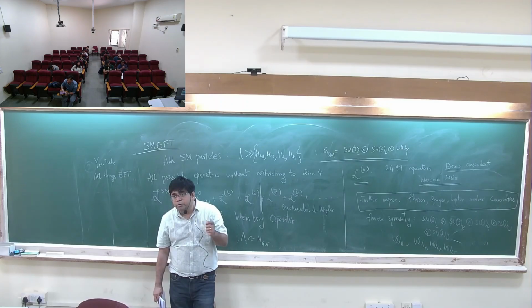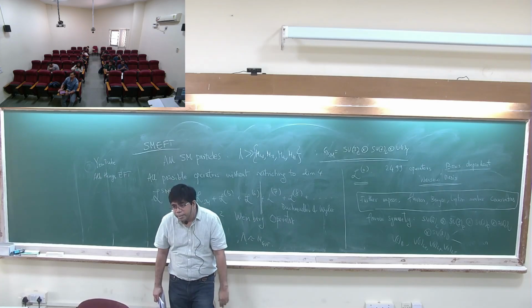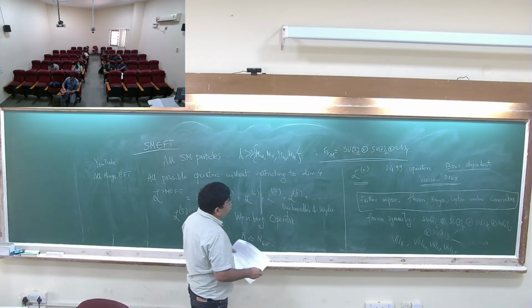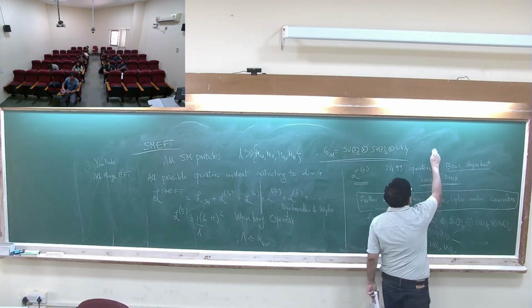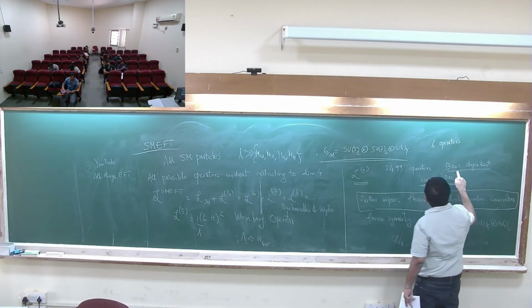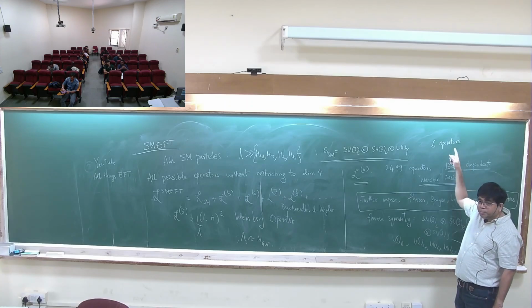So what the Warsaw group pointed out is that by using equations of motion, at least 6 operators can be removed. There is double counting of these operators essentially. So 6 operators can be redefined or removed by using equations of motion, and this is where basis dependence comes from. Which 6 operators you remove?